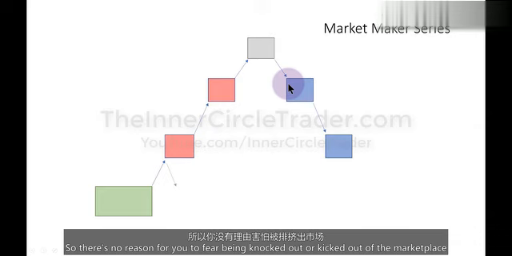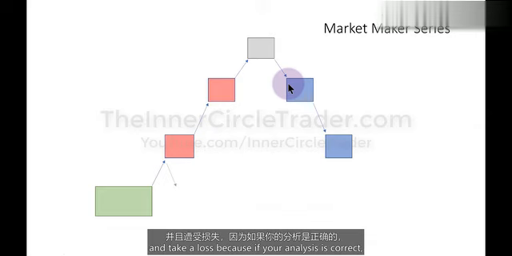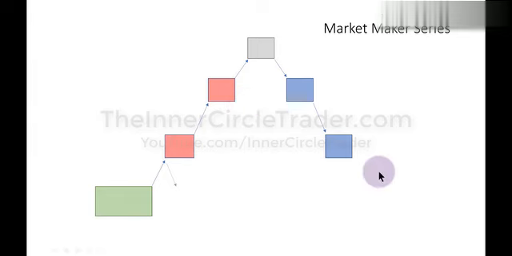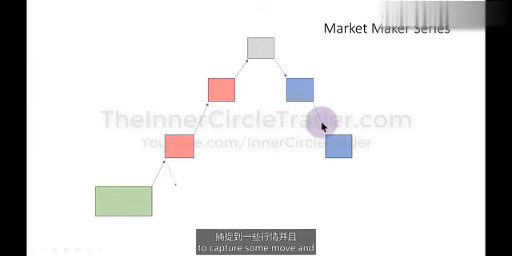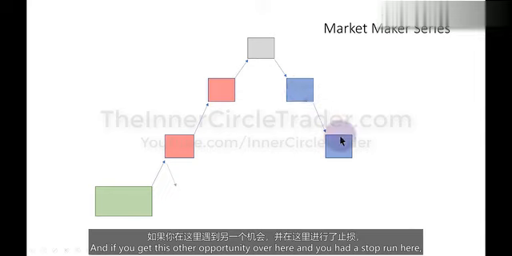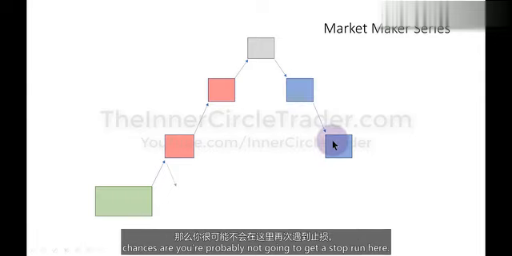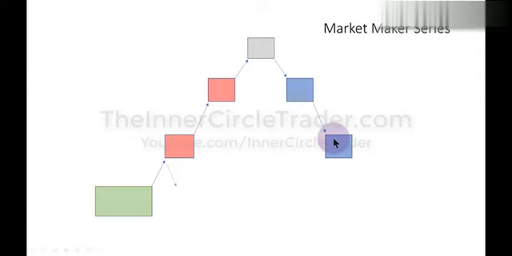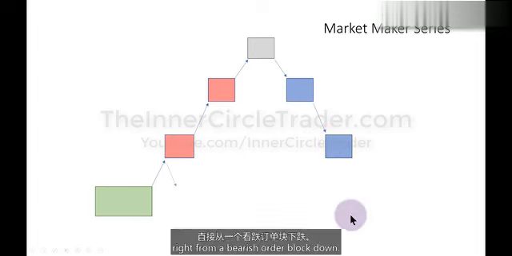So there's no reason for you to fear being knocked out or kicked out of the marketplace and taking a loss, because if your analysis is correct, then you're probably still going to capture some move and overcome that drawdown you've taken here. And if you get this other opportunity over here and you had a stop run here, chances are you're probably not going to get a stop run here. It'll probably just be the optimal trade entry run right from a bearish order block down.